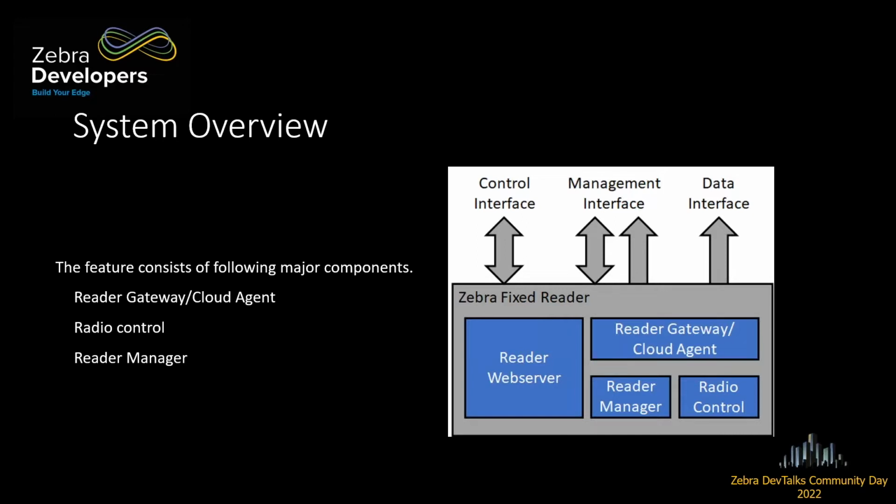And then there is the reader manager. This is the RM server that you might already be familiar with, which provides the reader management capabilities that are exposed by the reader today. Then there is the reader web server. This is nothing but an HTTP server, an Apache server that is hosted inside the reader.